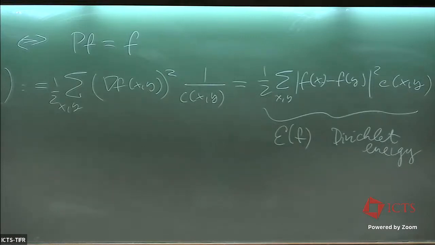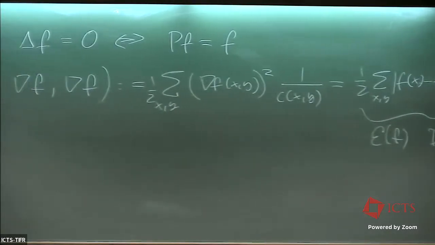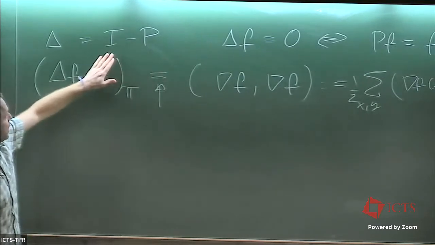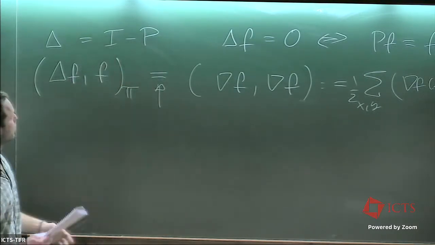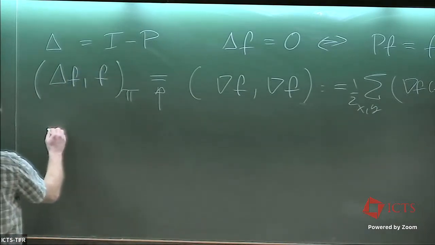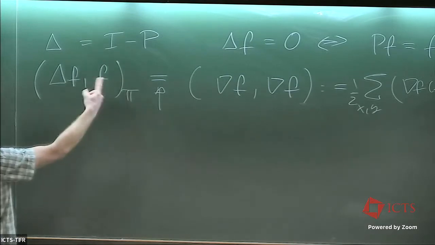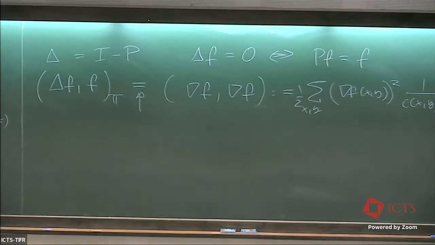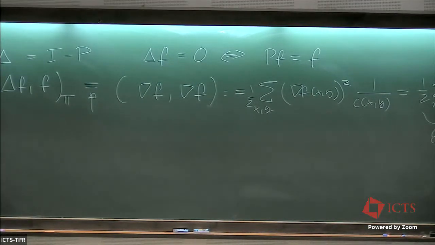Okay, and therefore, if I want to prove that the spectral radius of p is less than one, that means that I want to prove that this thing is at least a constant times the L2 norm of f. So let's try and do something like that. So from here I want to get to this Dirichlet energy.